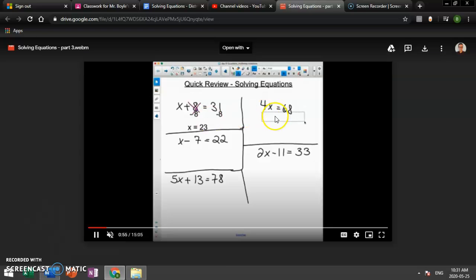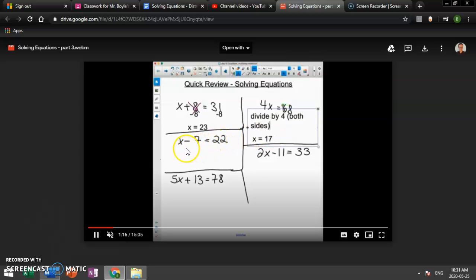So for example here, x is being multiplied by 4. To get it by itself, we have to divide by 4. We have to do it to both sides of the equal sign. 4x divided by 4 equals x. The two 4's cancel out. Then 68 divided by 4 equals 17. x equals 17. That's how you solve that equation.